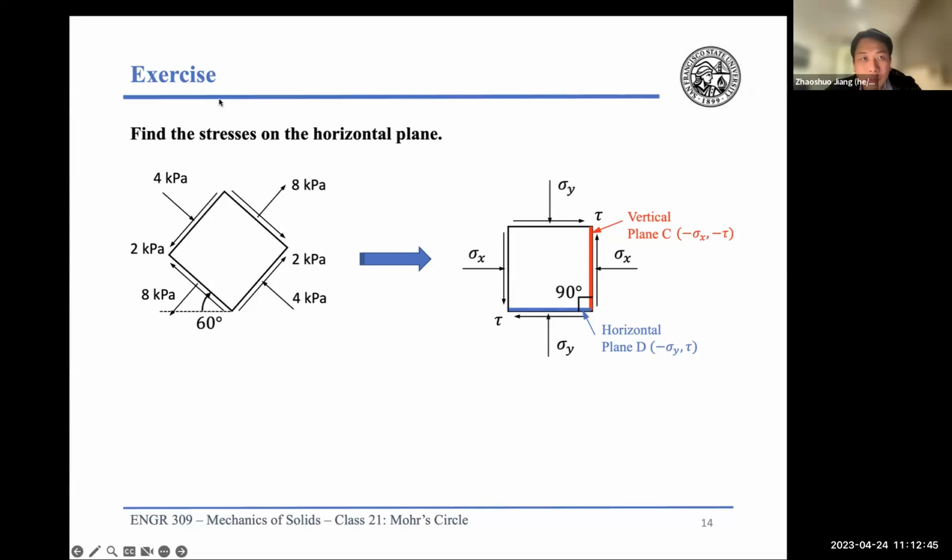With that, I'll give you 2 minutes just to think about it. What would you do if you're given a problem like this? And we're going to look at this problem together. Again, I don't need you to calculate the answer. I just need you to think about, if that is the case, what would you do?